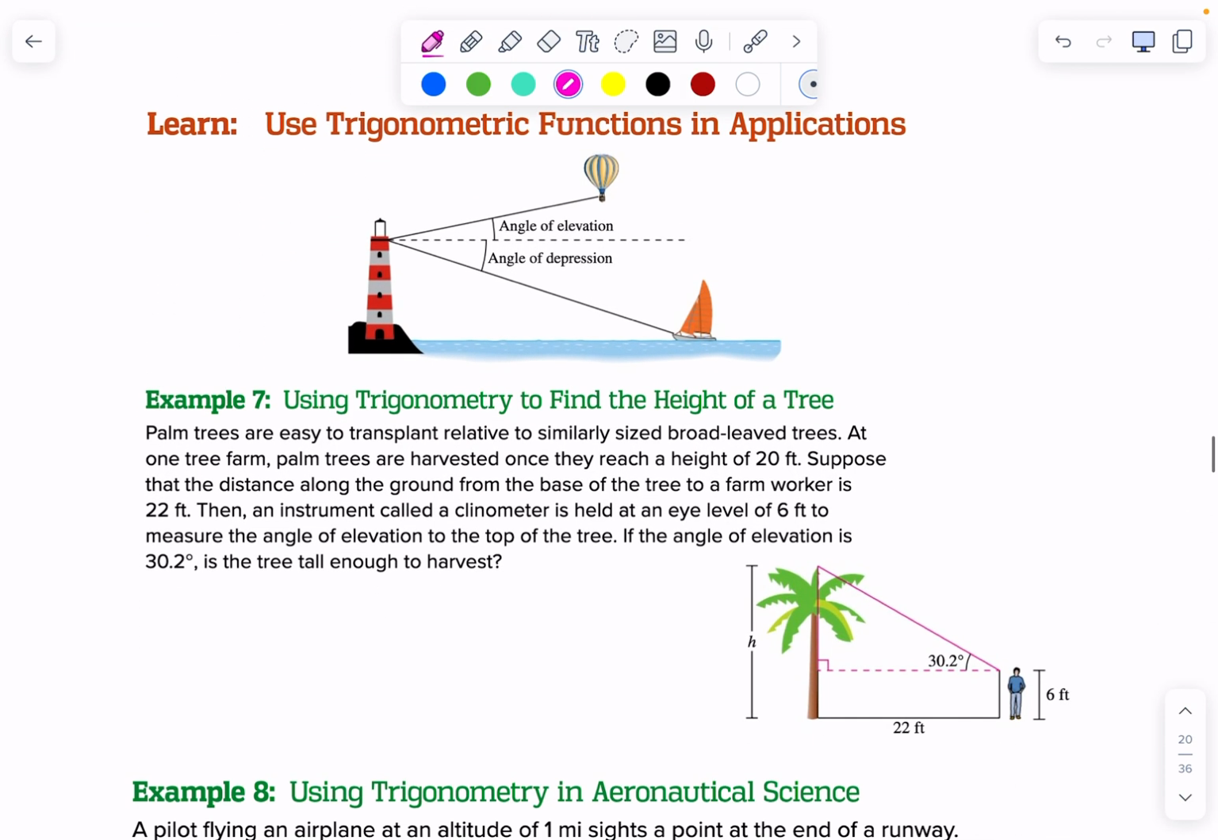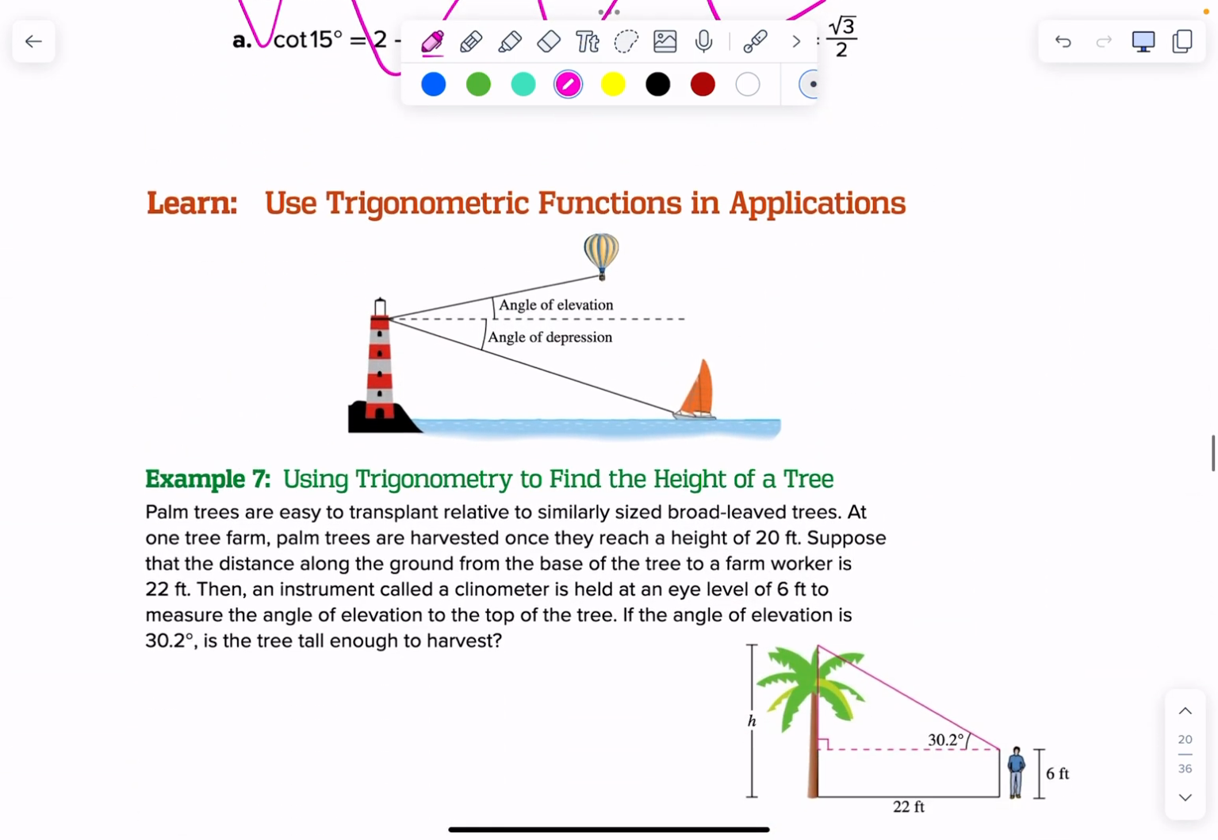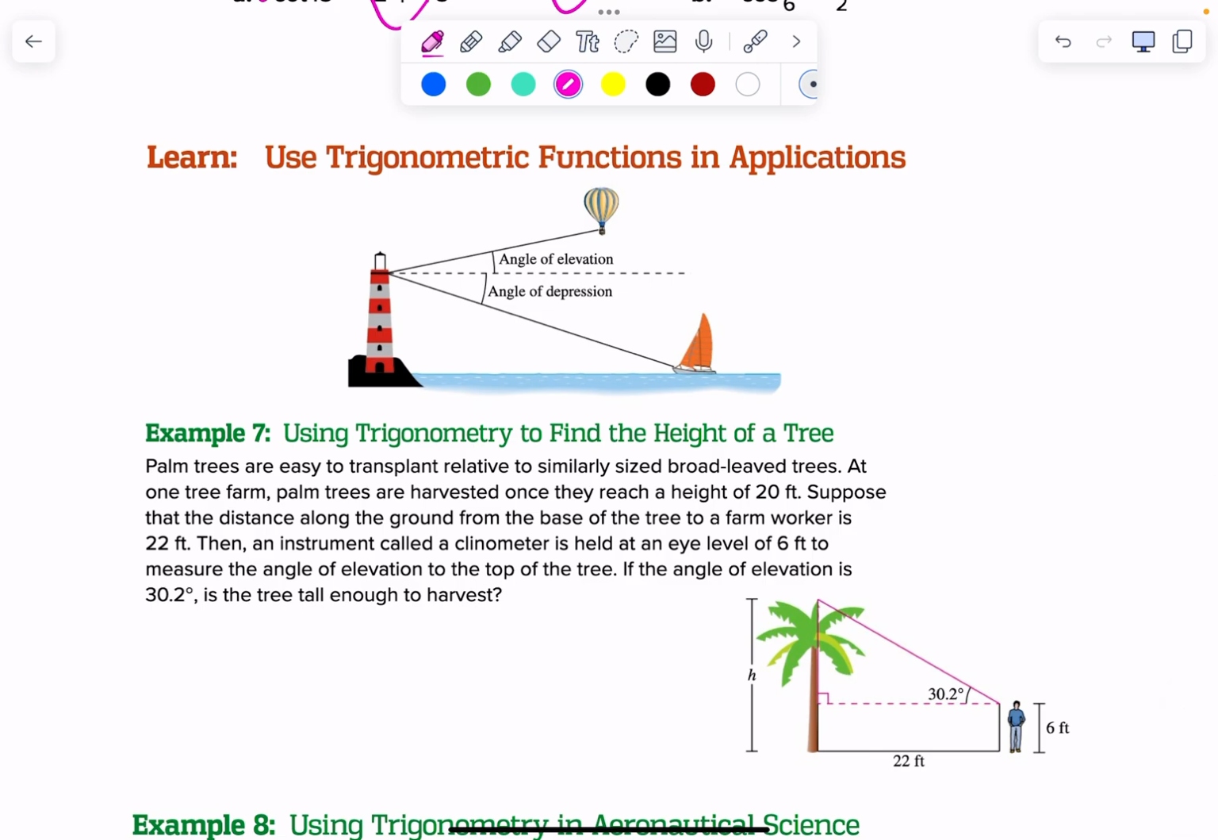Let's go to example 7 and 8. What if we have some of those in our homework? You don't. I didn't give you any of those. I promise you I didn't. Okay? All right. These are the story problems. You're going to like these because these are what we typically do with SOHCAHTOA story problems, okay?